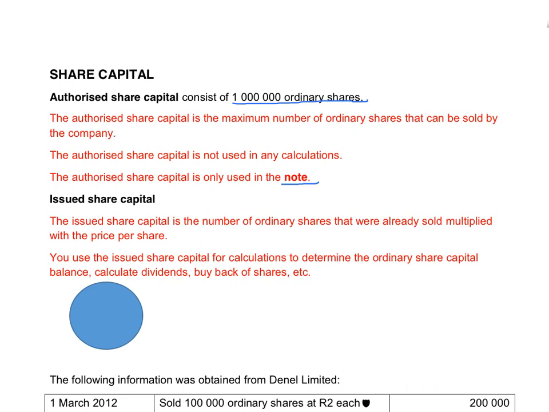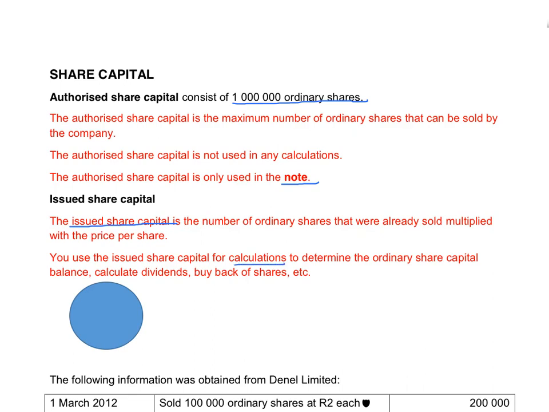Issued share capital is the number of ordinary shares that was already issued, and you multiply that number with the price per share, so at the price that you sold the shares originally. You use the issued share capital for calculations.